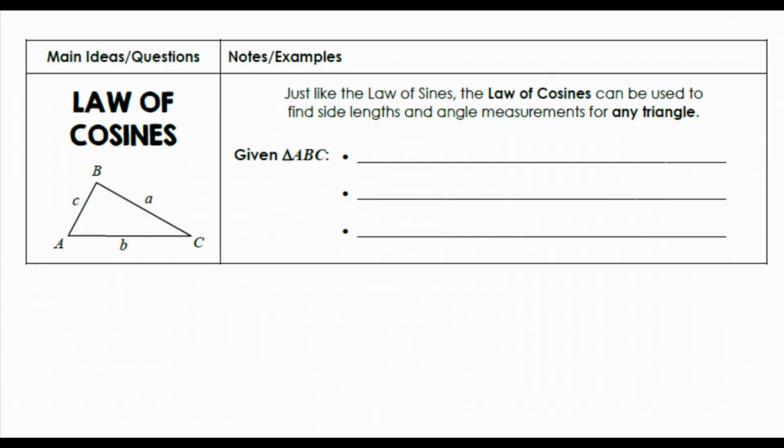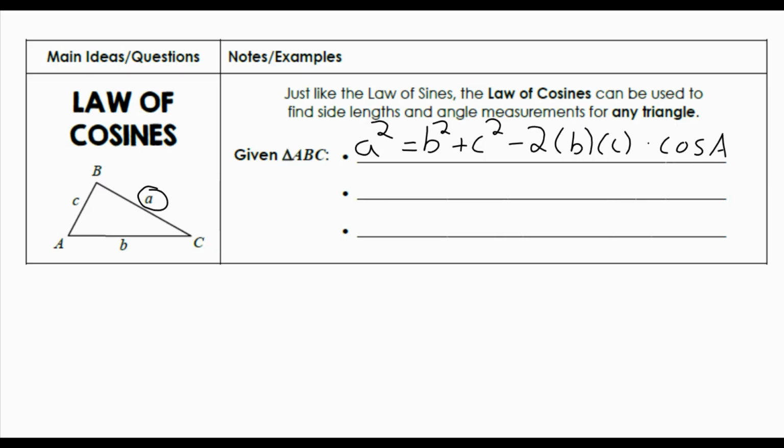Now, if we're given triangle ABC to the left and I want to find side a, the law of cosines states I take the side that I'm looking for and square it, and set that equal to the two sides that I have, so b squared plus c squared. I subtract 2 times the sides that I have, so 2 times b times c, and then I multiply by the cosine of the angle opposite the side that I'm looking for, so cosine A. So a squared equals b squared plus c squared minus 2bc cosine A.